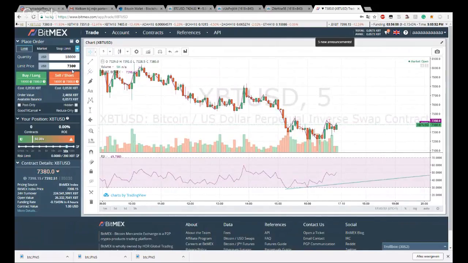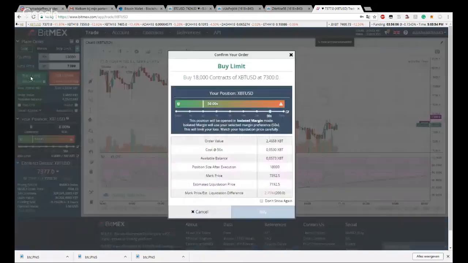Now let's just set the order at 73. Buy long. Here you can see the order value. So I am trading for a total amount of 2.5 Bitcoin. That means my 0.057 Bitcoins cover this whole order.